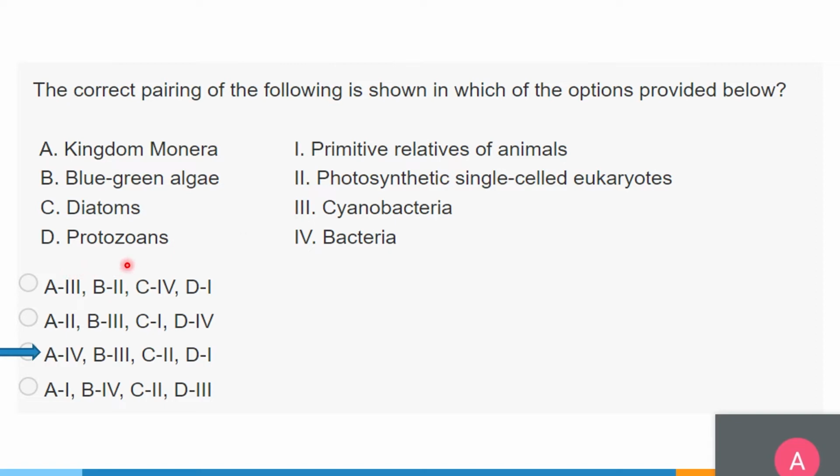Protozoans fall under the kingdom Protista and are primitive relatives of animals. And finally, we have diatoms, which are essentially photosynthetic single-celled eukaryotes. So we have the match, according to the match the following, we have A as 4, B as 3, C as 2, and D as 1, which is the third option that is given right here.